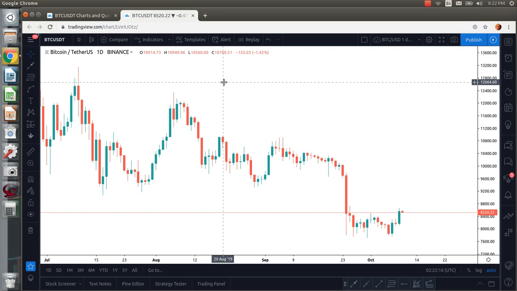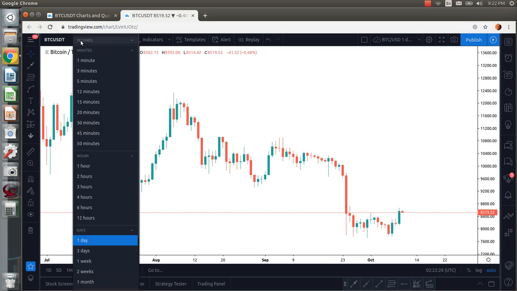I'm not trading on Binance at the moment, but that's the charts I've been using for a long time, so I just kept using them. Anyways, I'm gonna go ahead and show you guys how to change the daily.